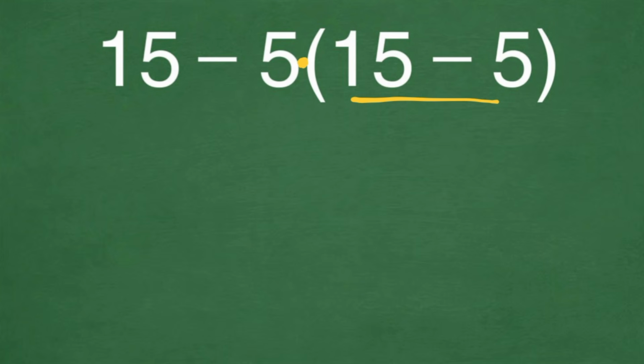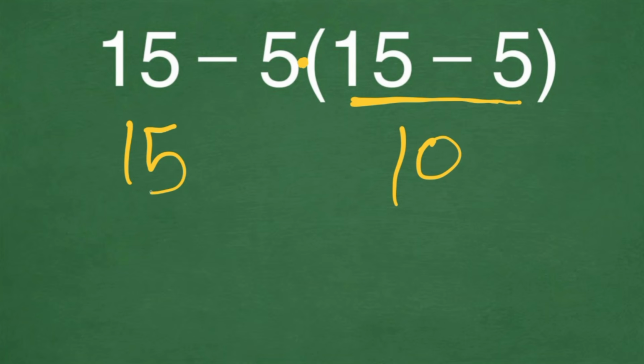So let's do the problem in order. The first thing to solve is parentheses, meaning we have to solve 15 minus 5 first. So 15 minus 5 gives us 10. And now the problem becomes 15 minus 5 times the difference of 15 and 5, right? We've done the parentheses, so we can get rid of the brackets, the groups that you can see here. So the problem becomes 15 minus 5 times 10.